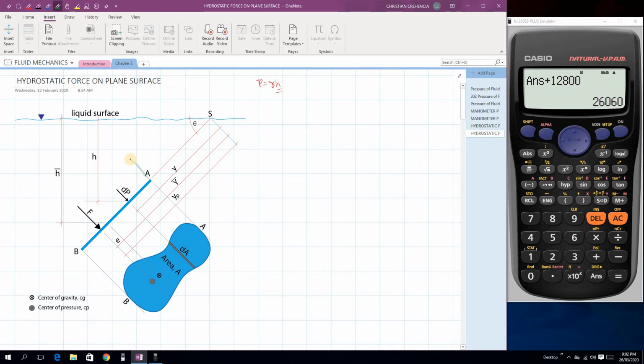Okay, hirap mag-drawing ng straight. Papunta sa point B, mas malaki yung pressure natin dito dahil mas malalim. So hindi ganun ka-straightforward yung pag-compute.